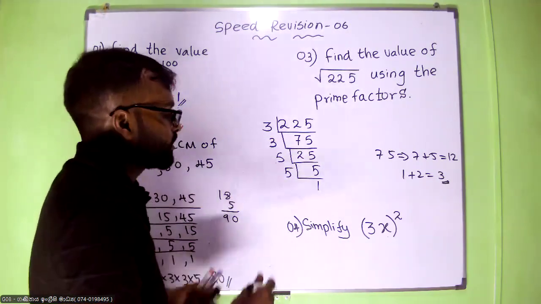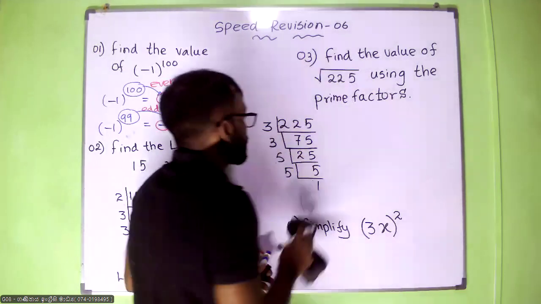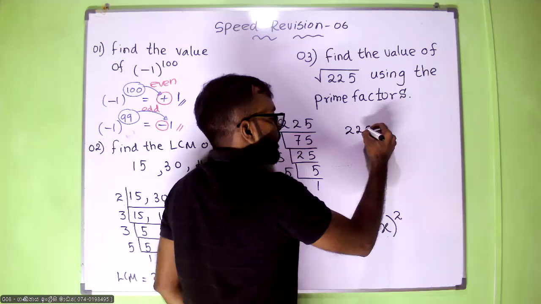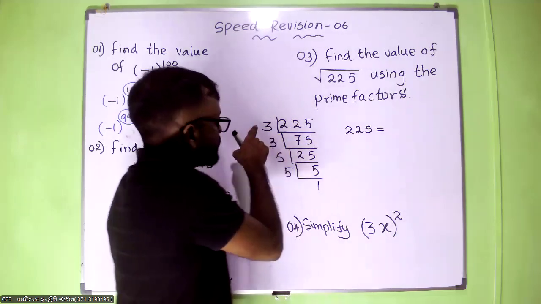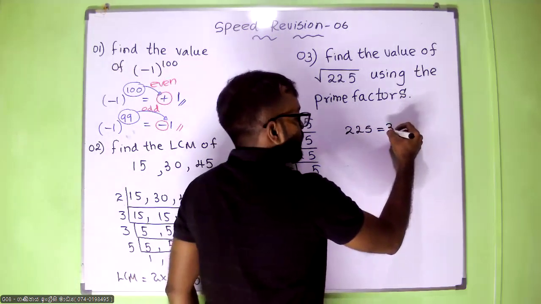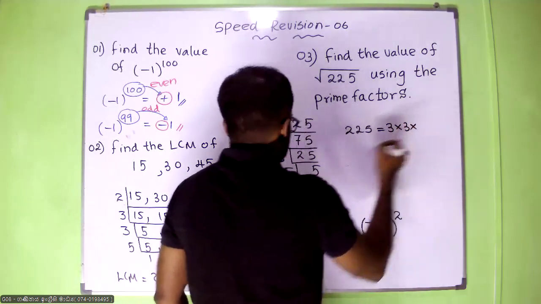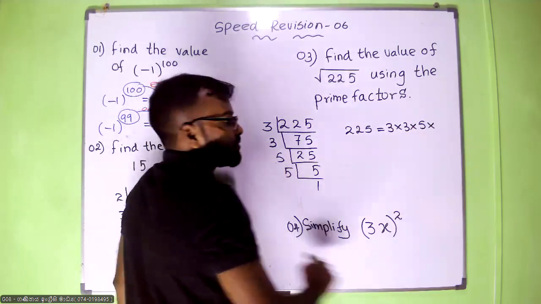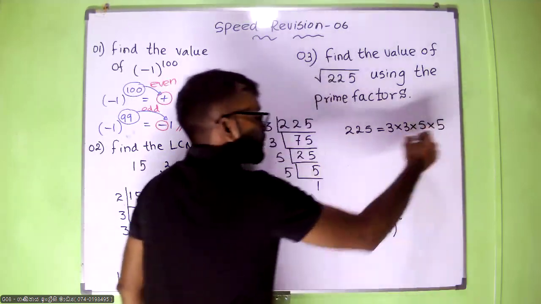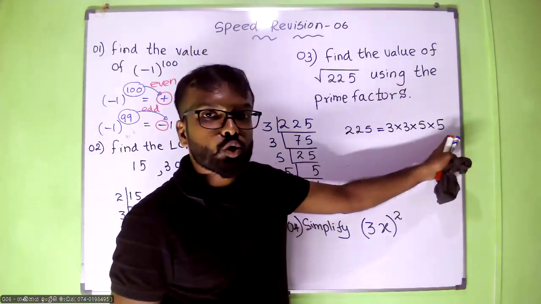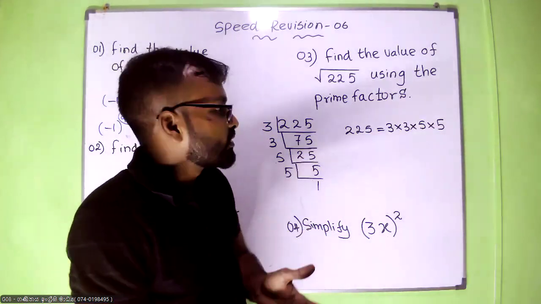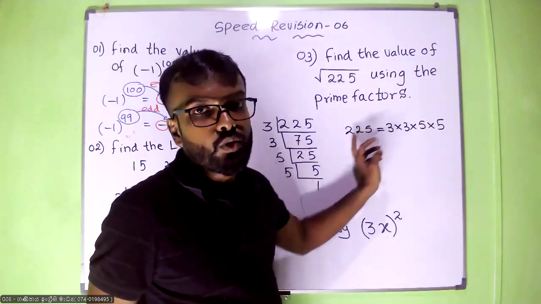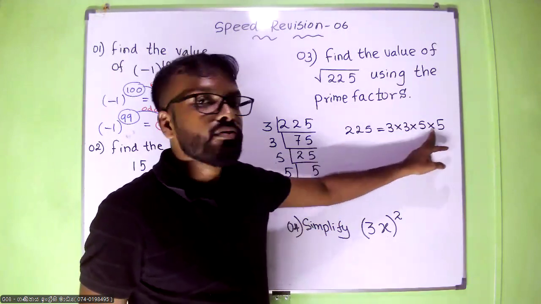So you can write 225 like this: 3 times 3 times 5 times 5. If you multiply these numbers together, you can obtain 225. 3 times 3 is 9, 9 times 5 is 45, 45 times 5 is 225. So this is the way.